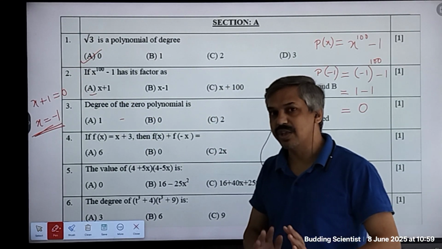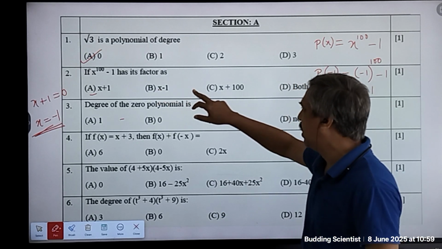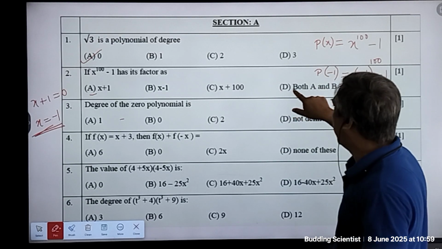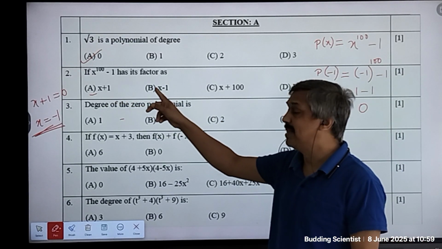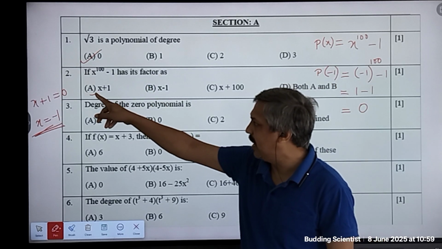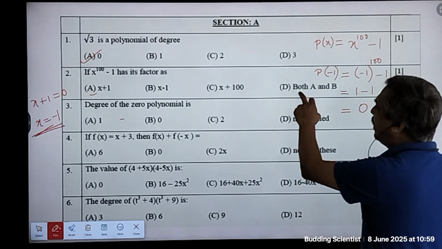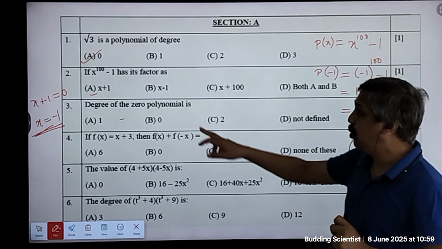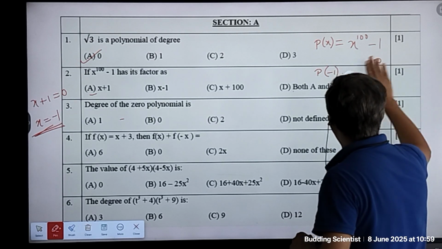But let's wait, let's not quickly answer the question because there is one more option, x minus 1, then there is x plus 100, and the last option is both a and b. So this a is right. So what if b is right? Then we can't select A, we can't select B, we have to select the best alternative and that is D. But for that we have to be sure that this is also a factor. So let's check.